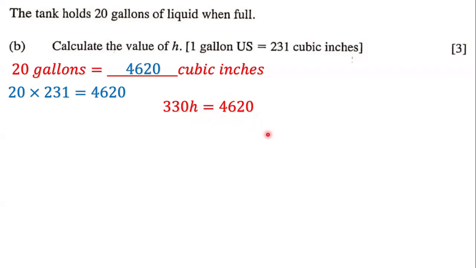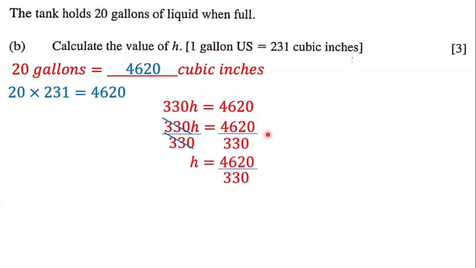And so since we know that these two are equal, we can use this equation to solve for h. We divide both sides of this equation by 330. This cancels with that. And so we're left with h is equal to 4,620 divided by 330. When we divide these two, we get that h is equal to 14. And so that means that the value of h is 14.